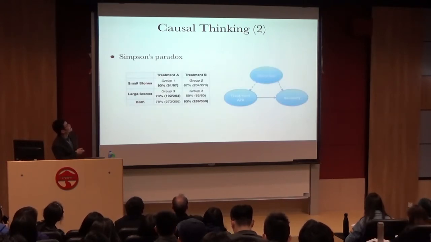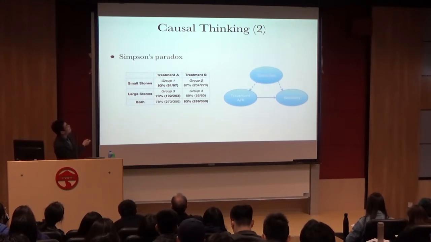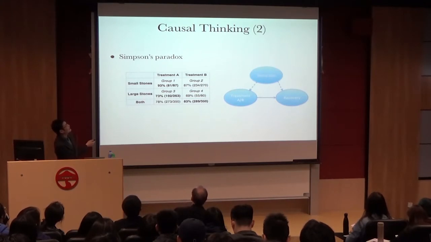This is known as Simpson's paradox. This is a real data set collected in the 1970s. We have two groups of patients with kidney stones: small stones and large stones. For both of them, we have two treatments. For both groups, treatment A is better because the recovery rate is higher.